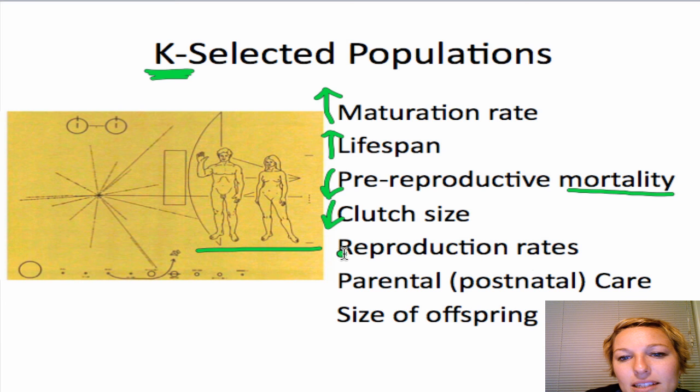Reproduction rates. So this is how often we can reproduce and how many we can reproduce. Our reproduction rates are low. Okay, K-selected populations have low reproduction rates. Parental or postnatal care. This is care for young after they are born.